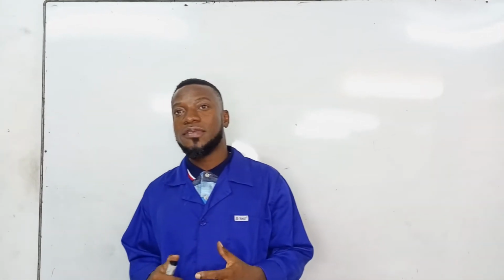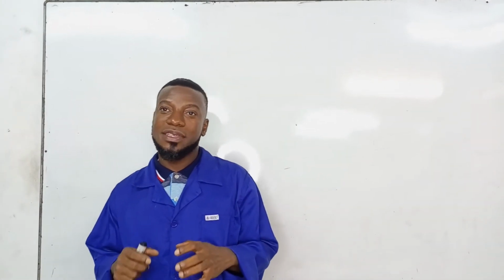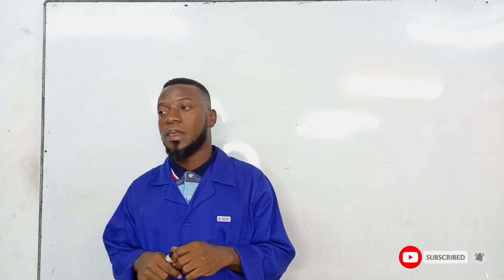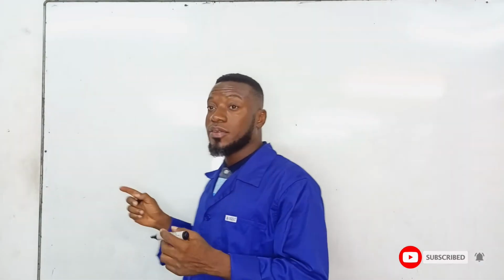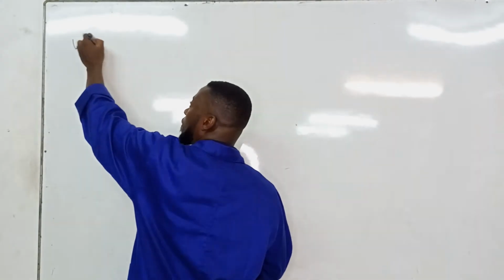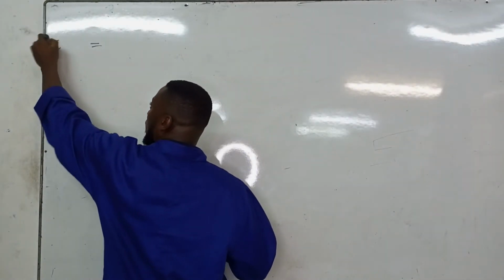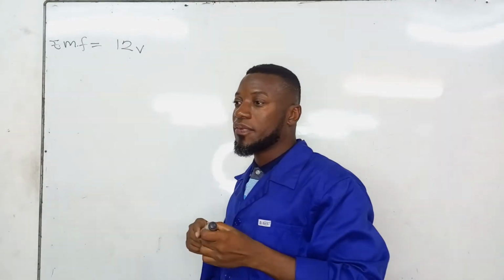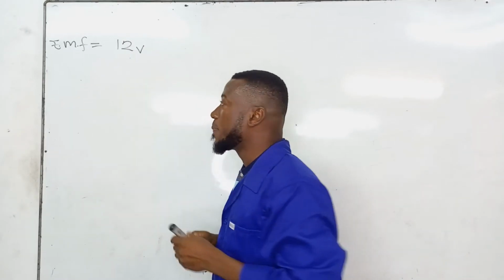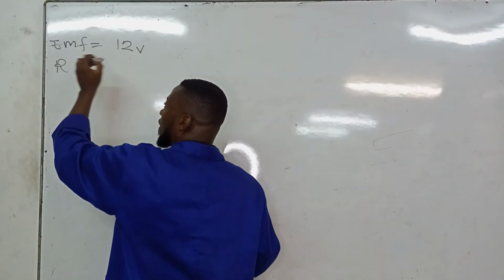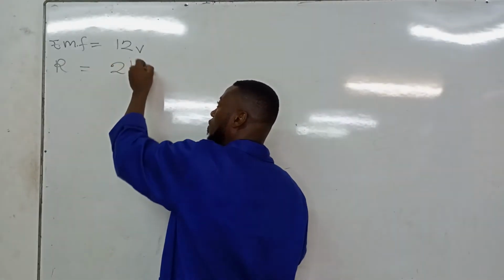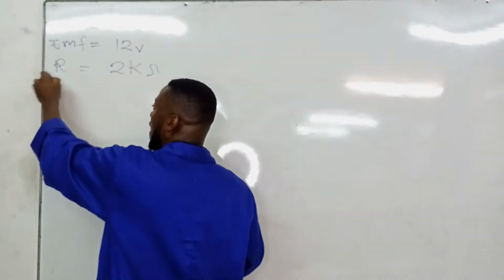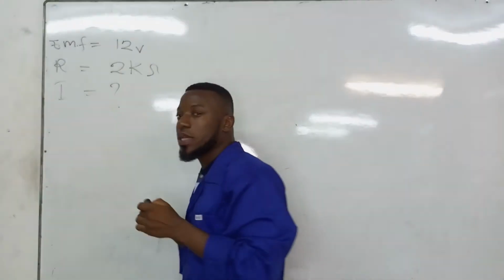Now that we have been able to calculate for resistance, we are going to apply resistance in Ohm's law. We are going to relate resistance to Ohm's law. Practically, let's take a question. Should we have an E.M.F of 12 volts, and a resistance of 2 kilo ohm, and then we are supposed to find the current that flows through the circuit.